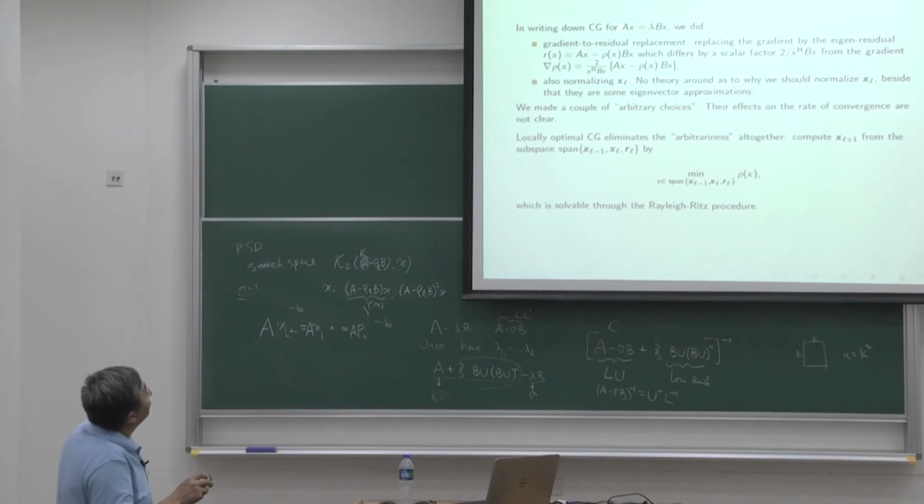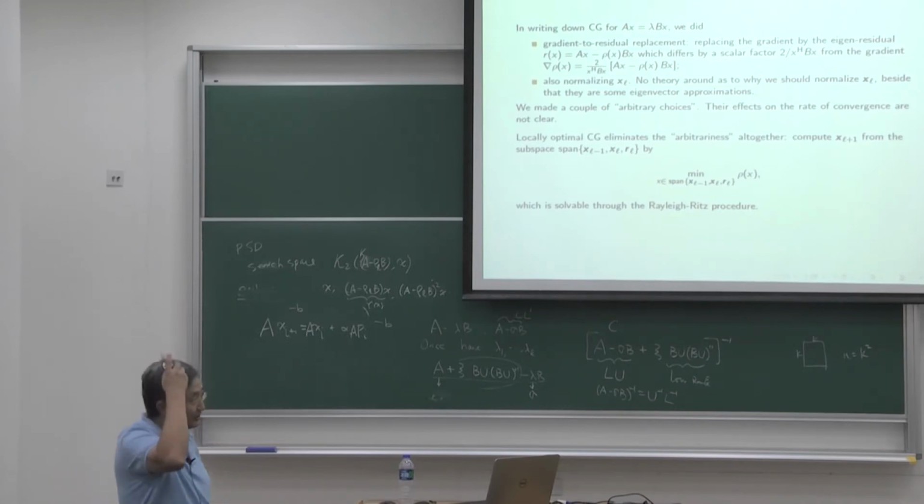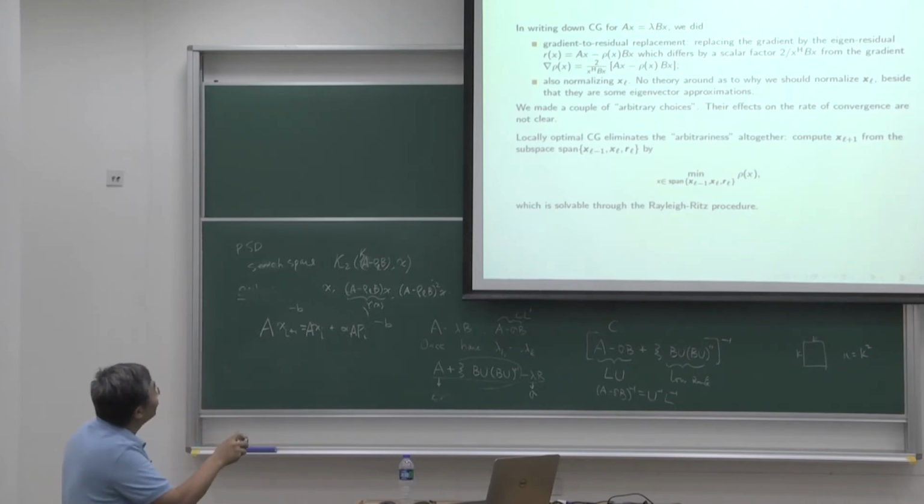In the eigenvalue computation, we have additional arbitrariness that we did. First of all, we dropped this factor 2 over x^T B x. Why can we drop that? Anything you drop, you're going to have an effect. What is the effect? We don't know. Nobody knows. So that's one.